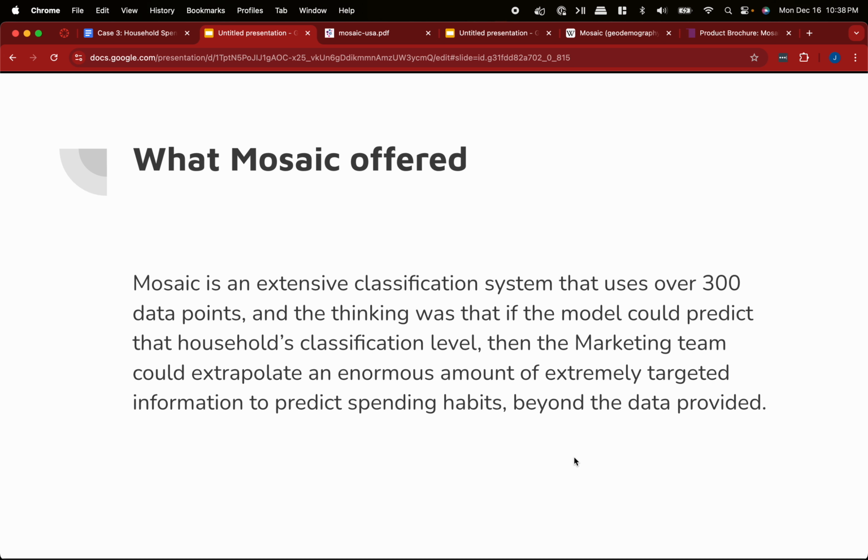Mosaic is an extensive classification system using over 300 data points, and the thinking and/or hope was that if the model could predict that household's classification level, then the marketing team could actually tap into the information provided by Mosaic for each of those classification levels. And then they could extrapolate from all that, combining that with their existing data, an enormous amount of extremely targeted information that would be able to help them predict spending habits and also send out targeted marketing campaigns well beyond anything that they currently can do.